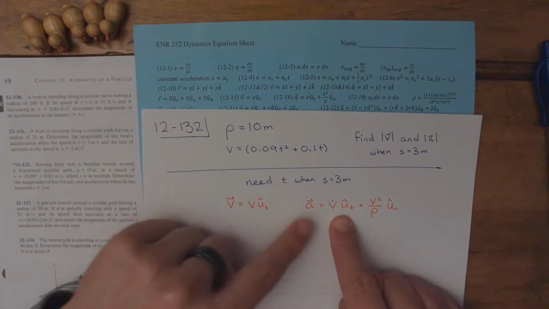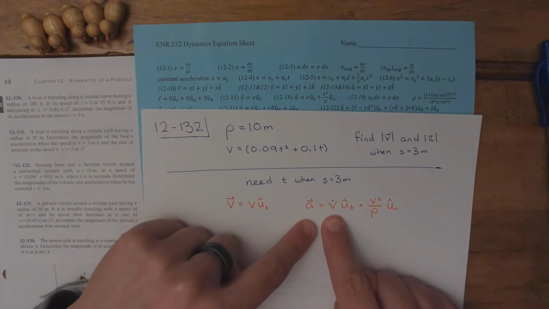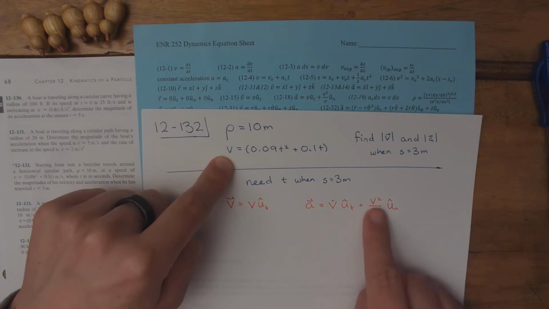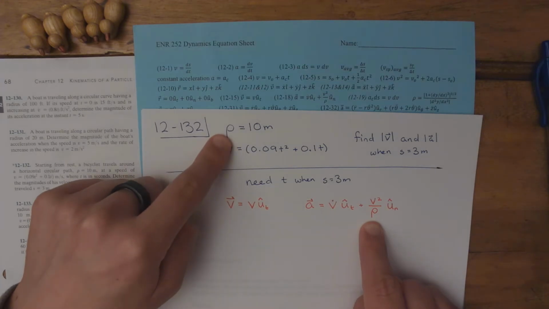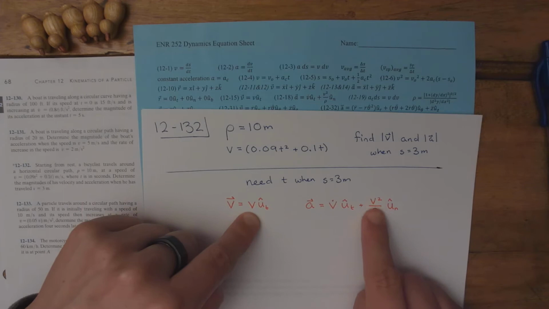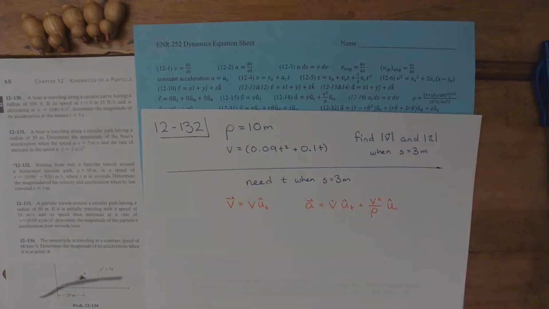And we have acceleration here. The tangential component is v dot. Well, we can easily find v dot by taking the time derivative of v. And then we have v squared divided by rho. We were given rho, the radius of curvature. If we find v for the velocity vector, then we can just square that for our acceleration.